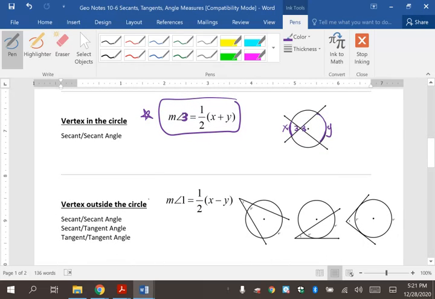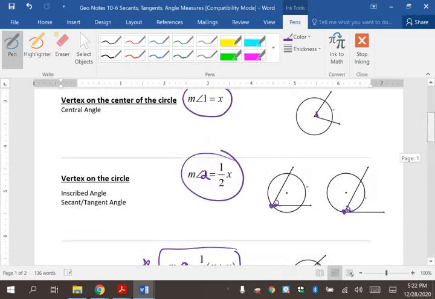When the vertex is outside the circle, I call that angle 4. And that is angle 4, and angle 4. And you are going to take half of the difference of the big minus the small. 1/2 of the big minus the small. I call the big arc X, and the small arc Y. Those are the 4 formulas you have to know. You already know the first 2. We just are learning the second 2.